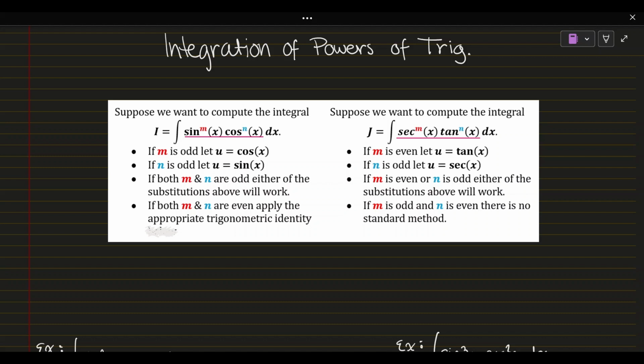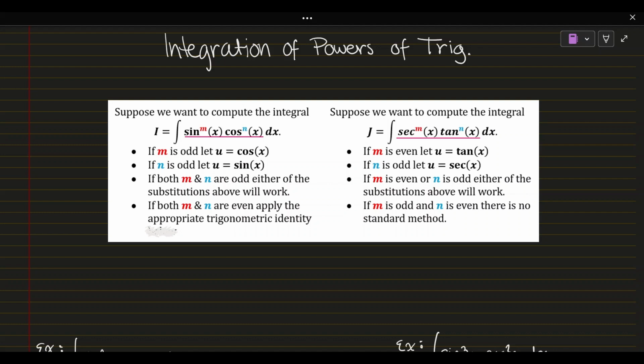If we're integrating powers of secant and tangent, if the power on secant is even, we let u equal tangent x. If the power on tangent is odd, we let u equal secant x. And if m is even or n is odd, either of the substitutions will work. And if m is odd and n is even, there isn't a standard method.